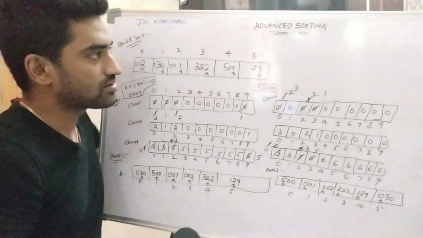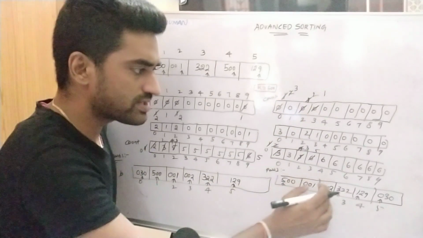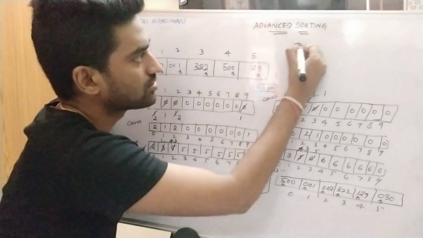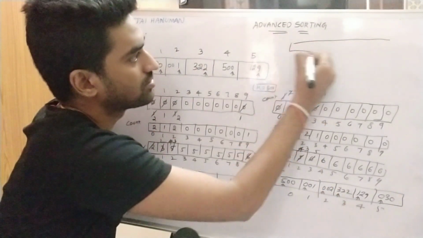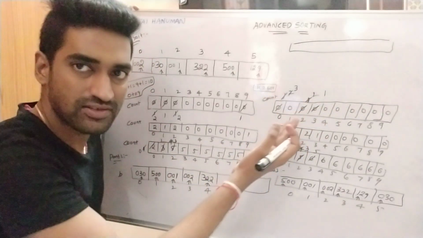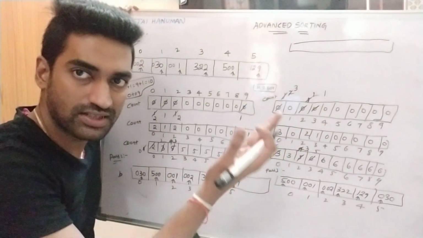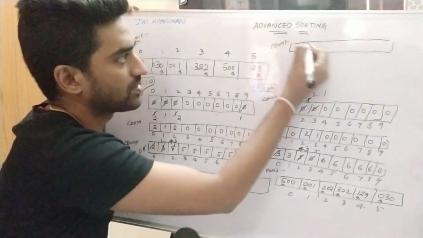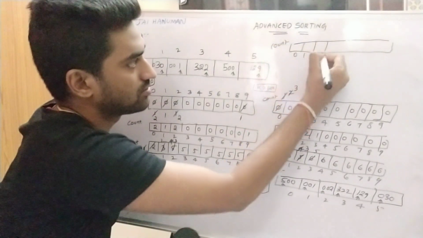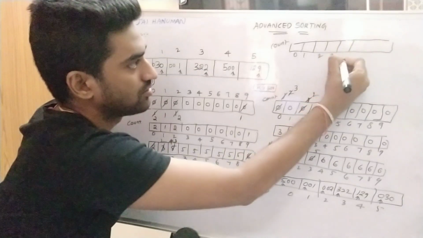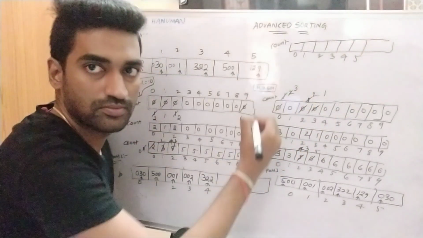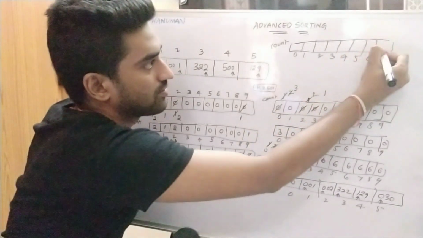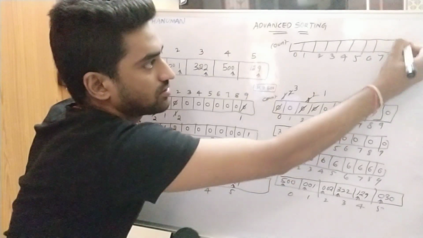Based on this third digit, obviously the count size also becomes 10. Why? Because the maximum value is obviously 9, so k plus 1 is 10. So 0 to 9. This is the count array for pass 3: 0, 1, 2, 3, 4, 5, 6, 7, 8, 9.